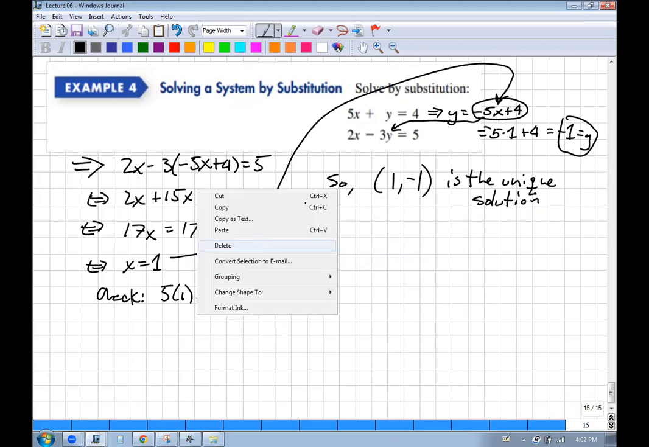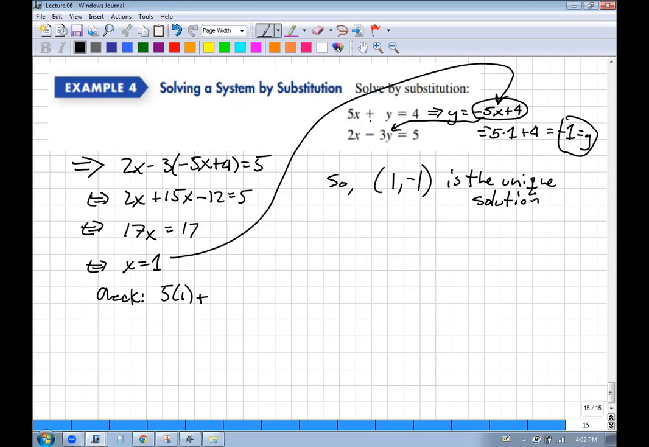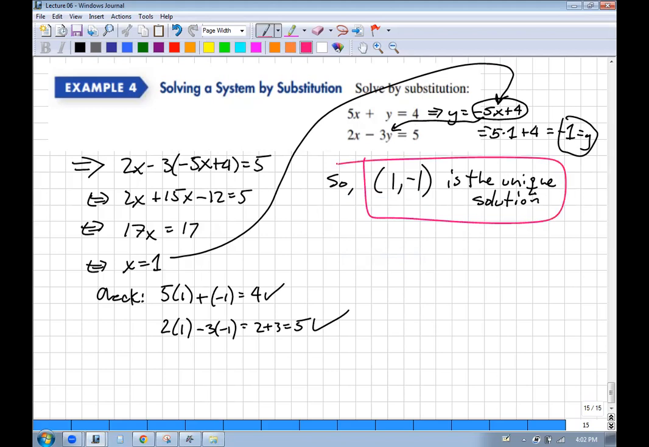So let's check our work. 5 times 1 plus a negative 1 gives me 4, which is what I wanted. Now for the next equation, 2 times 1 minus 3 times a minus 1 gives me 3 plus 2, which is 5, which is what I wanted. There we go. Now we can box our answer with red ink.